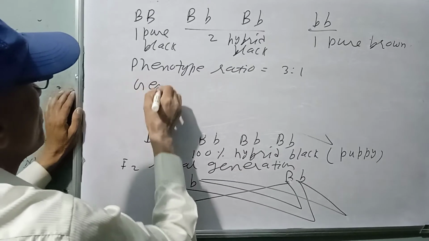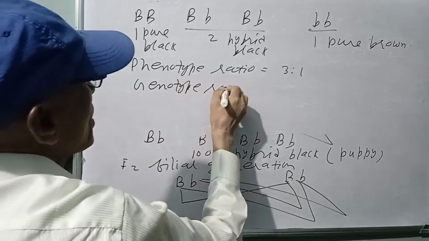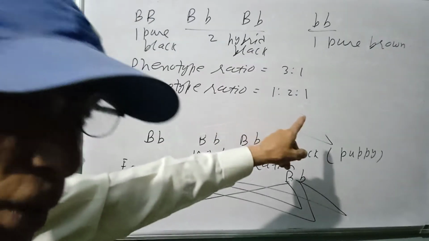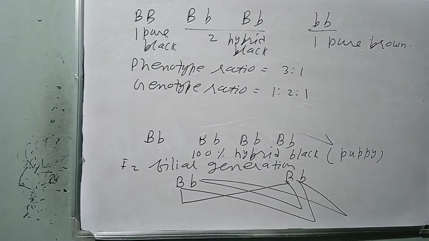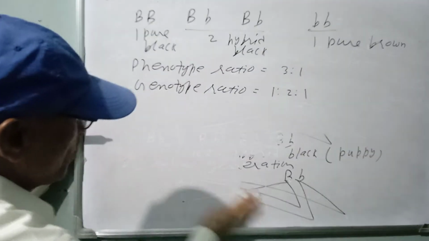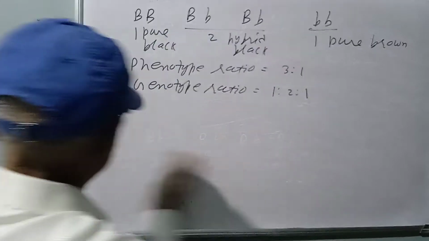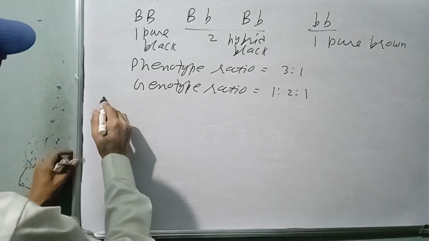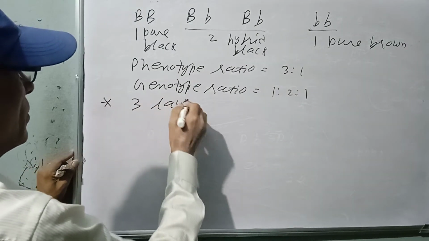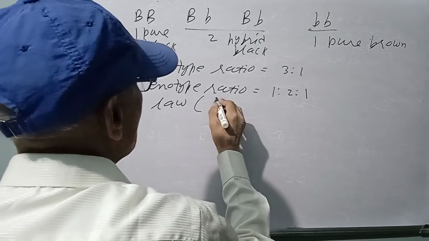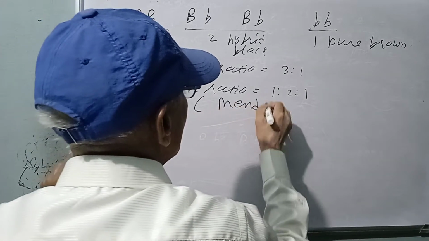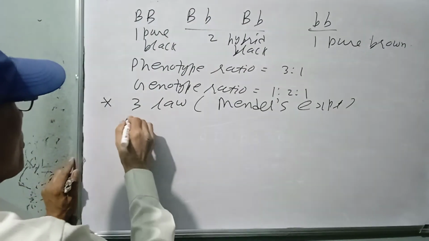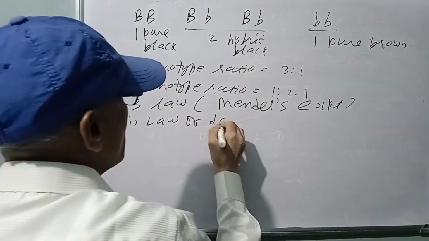3:1. But genotype ratio is 1:2:1. They are different. In the same way, you can practice some others. Law of dominance, three laws. That means Mendel's laws, Mendel's experiment. Can you write three laws? Yes, of course. Law of dominance.